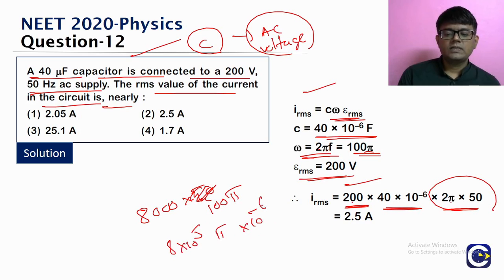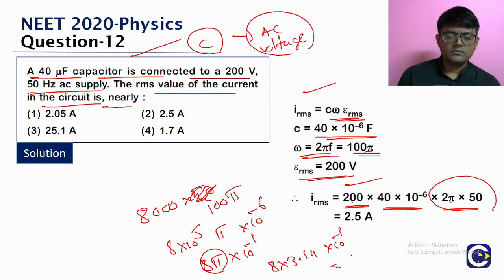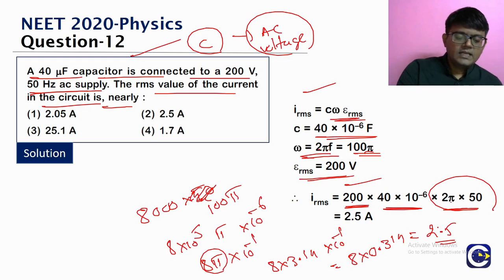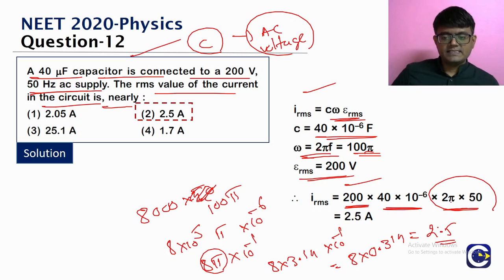And there is one 10 power minus 6. So totally what we have? 8 pi into 10 power minus 1. Pi we'll take as 3.14. So 8 into 3.14 into 10 power minus 1. In other words, what is it? 8 into 0.314. Okay, so 8 into 0.314 will be approximately 2.5. So what is the answer for this? It will be 2.5 amperes. Since everything is in the SI system of units, the current will be coming in amperes.